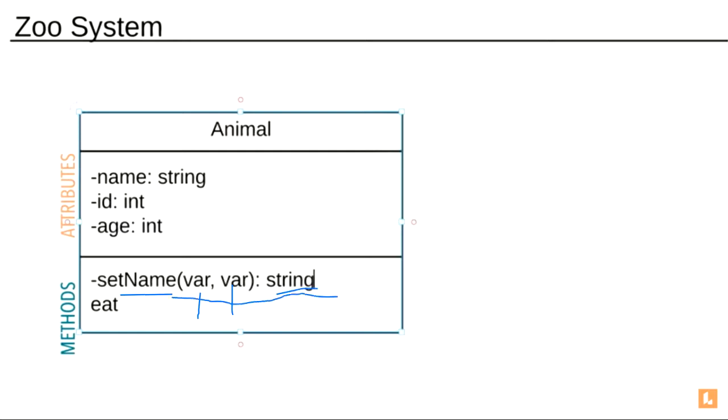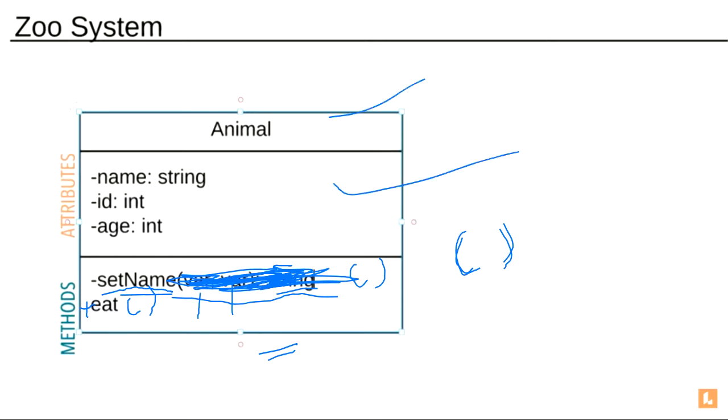But generally this is not required unless explicitly given in the question. You don't have to write this, just write the name of the function with the function brackets, like set name, like eat. The visibility is very important. It has to be there in your diagram. You have to show the visibility, public, private, protected, whatever it is. So this is the basic structure of a class diagram or a class. This is your class name, these are your attributes or properties of the class, and these are the methods or functions of the class. Any doubt?